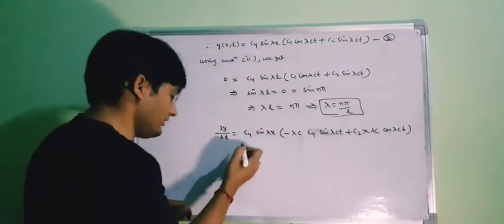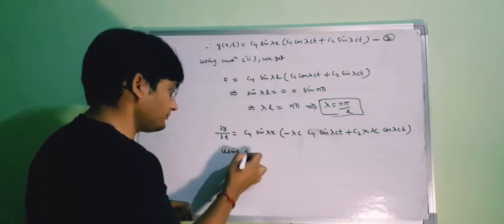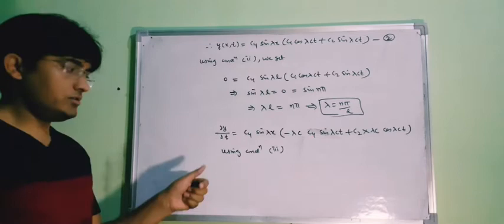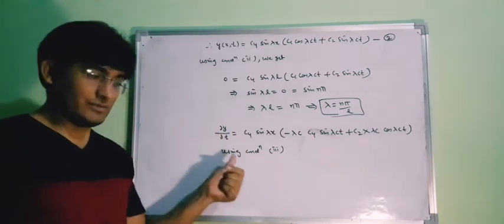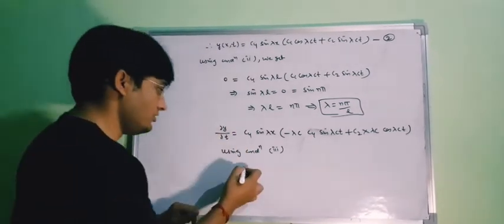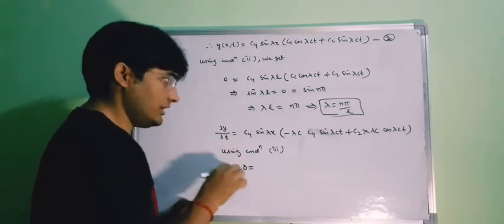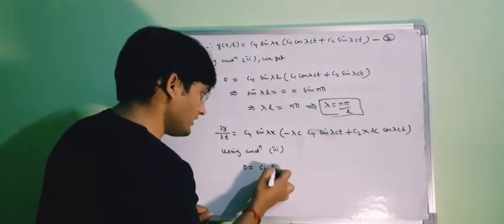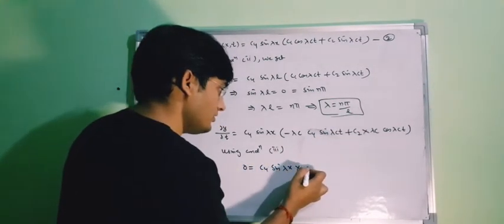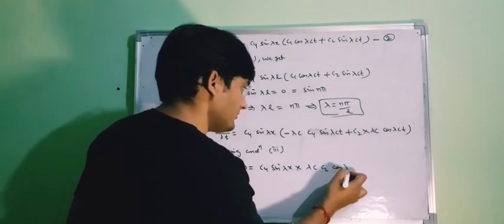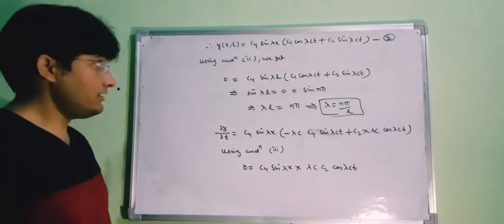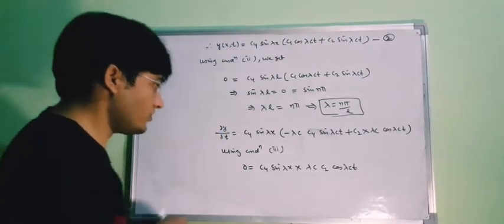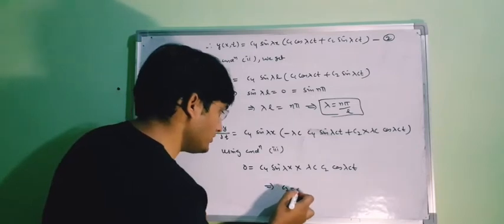Now using condition 3. The third condition was that your initial velocity is 0. That means when time is 0, your velocity was 0. Now if we put time t at 0, then we will get C4 sin(lambda x) into lambda c into C2 cos(lambda ct) equal to 0. Again C4 cannot be 0, because otherwise your solution will be 0. So from here we will get C2 equal to 0.